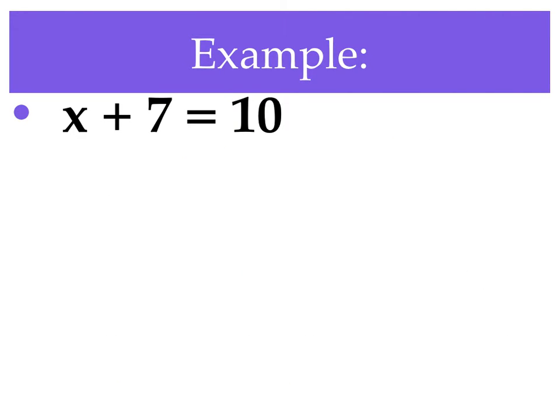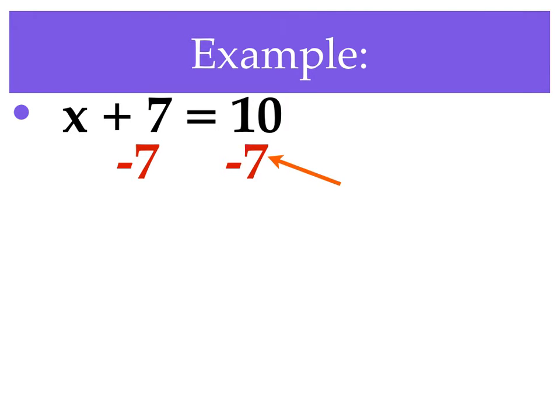Next, we're going to look at the one-step equation, x plus 7 equals 10. In this case, we have to do the opposite, or the inverse, of adding 7. The opposite of adding 7 is to subtract 7, and just like in the previous example, whatever we do to one side, we have to do to the other.